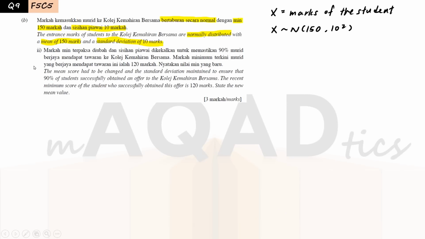For the second part, it says that the mean score has to be changed and the standard deviation maintained. So this 150 we need to cancel off first. Why does it need to change? Because it wants 90% of the students to be successful. So this is the probability of success, which is 0.9. It also gives us the minimum score for the student to be successful, which is 120 marks. So this time we need to find the mean value.